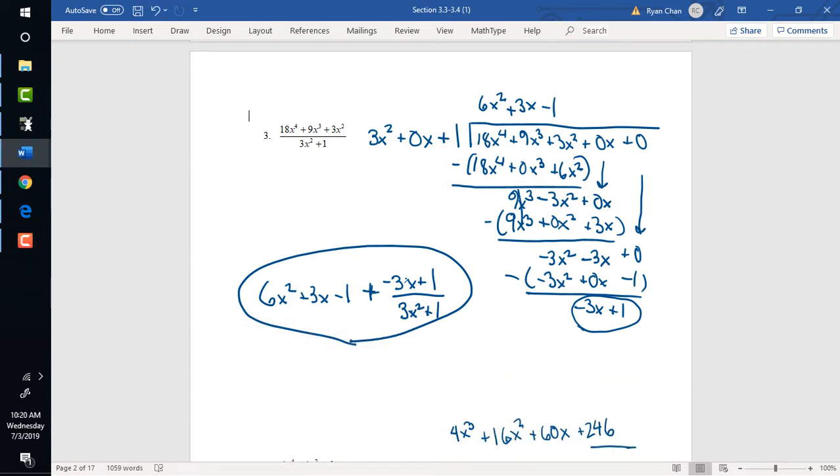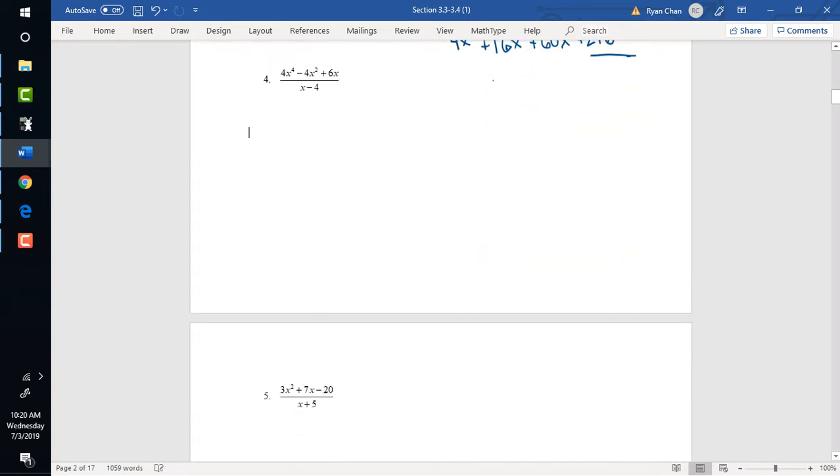Okay. So that's pretty much it for long division. If you have questions, feel free to send me an email or post in the discussion forums. But we're going to talk about something called synthetic division.